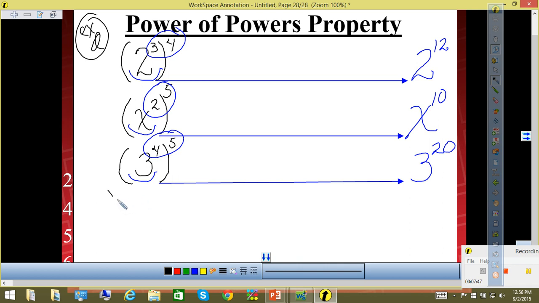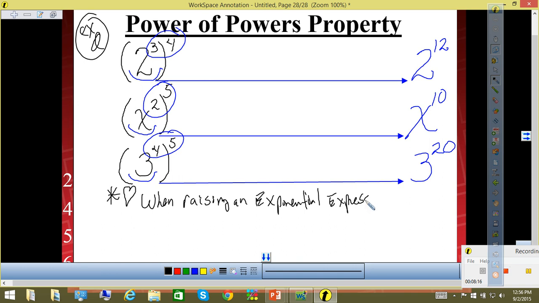So let's draw a little asterisk, a heart. All right. So first of all, what's happening to the exponential expression here is being raised to another exponent. Is that correct? Same thing here, same thing here. So let's start a definition. When raising an exponential expression to another exponent.